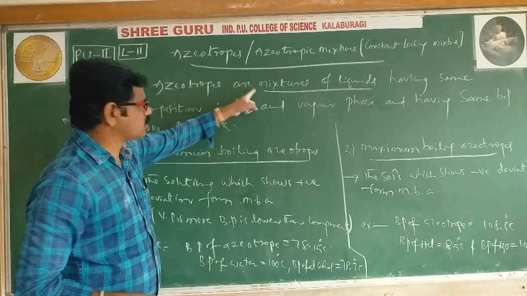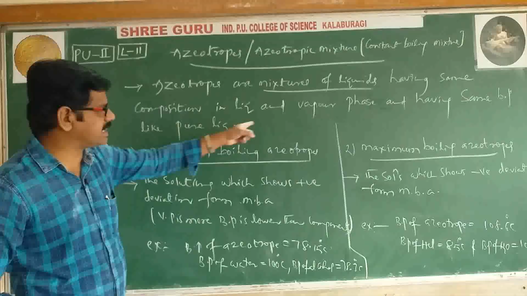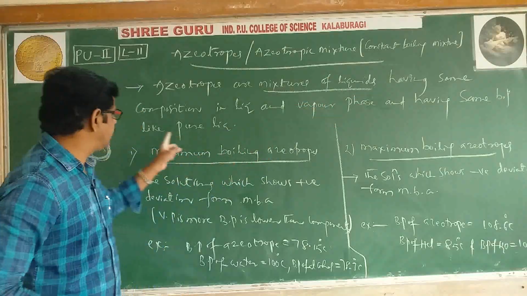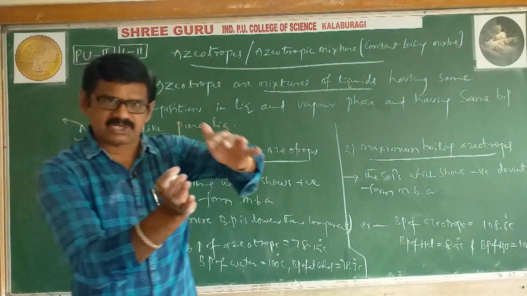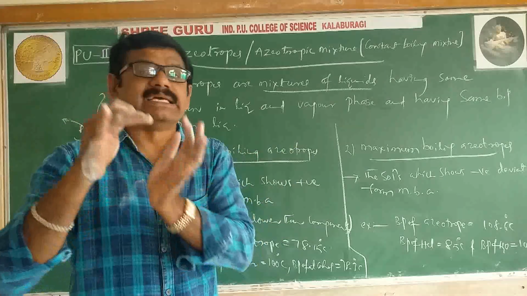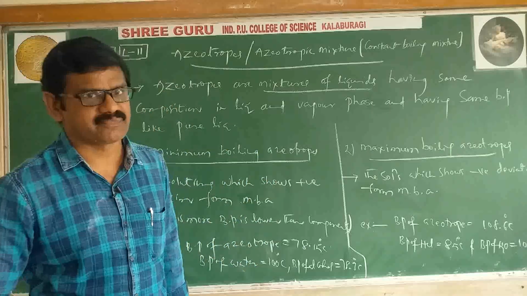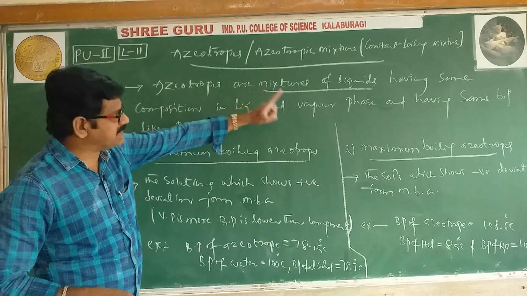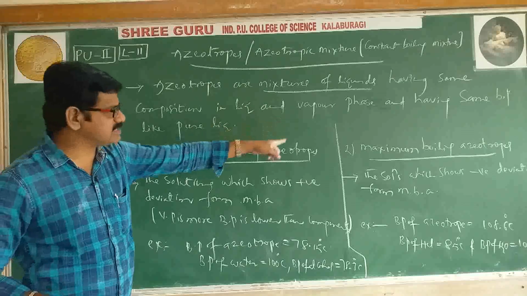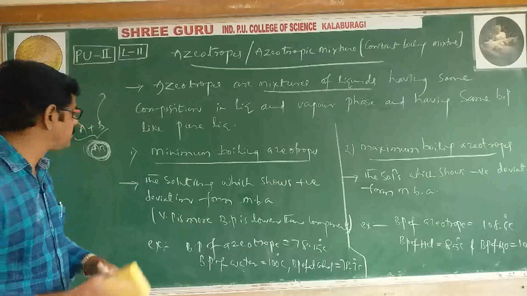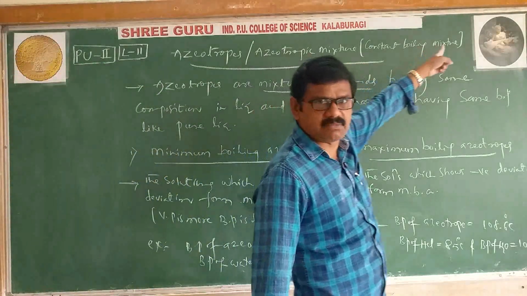That's why azeotropes are mixtures of liquids having the same composition in liquid state and vapor state and having the same boiling point like a pure component. How a pure component shows one fixed boiling point, here the mixture also shows one fixed boiling point. That's why we mention constant boiling mixture.